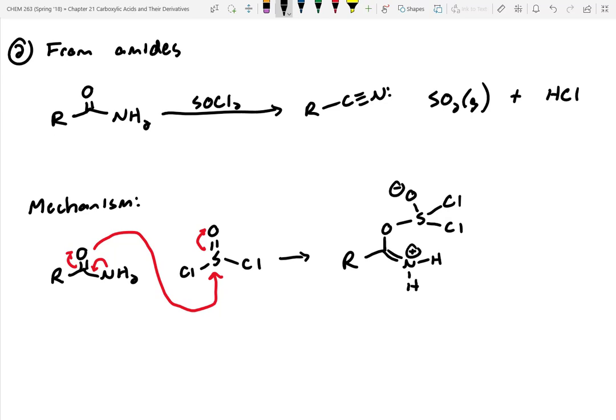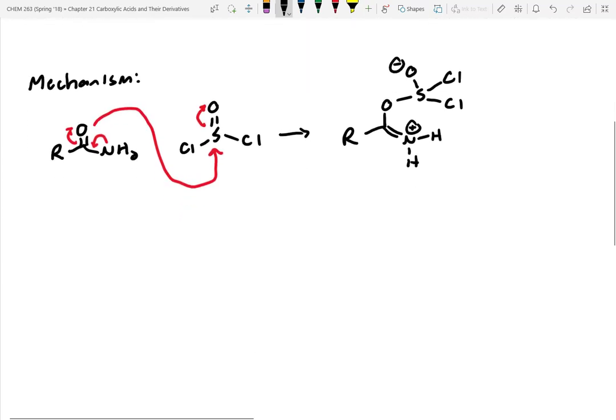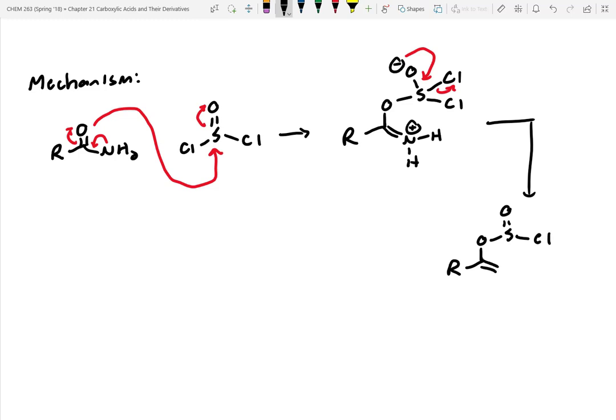Now we've got this highly charged species. The next step, we're going to kick off a leaving group. I'm just going to eject off one of these chlorides, and the nitrogen still has a positive charge. Because that nitrogen has a positive charge, we need to do a proton transfer. So I'm just going to write minus H plus.